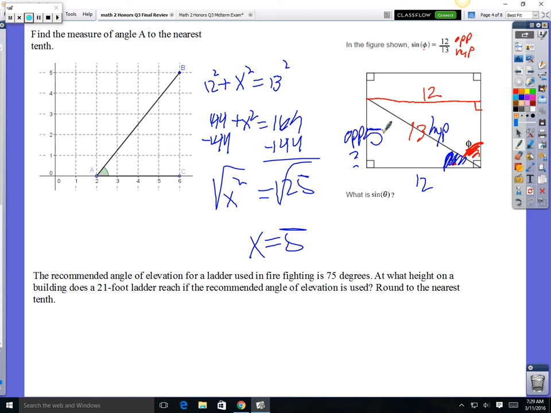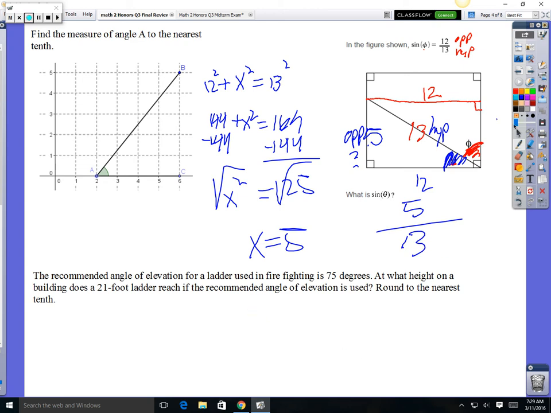So that's Pythagorean triple, 5, 12, 13. All sides are whole numbers. Okay, now it wants the sine of theta. So sine is going to be opposite over hypotenuse, so it is going to be 5 over 13.